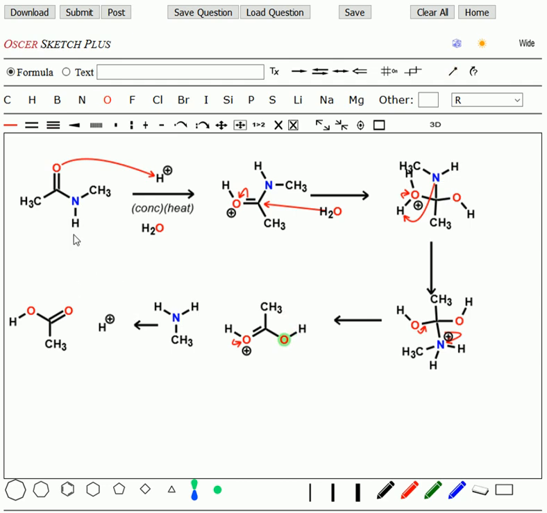Now, if it's a tertiary amide, it really starts to get difficult. If you're actually doing the lab, you'd probably have to use concentrated acid, lots of heat, and lots of time. But it will work.